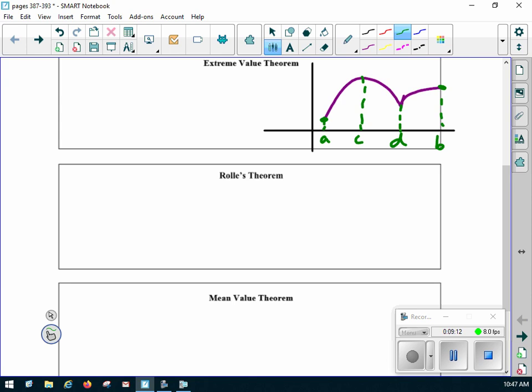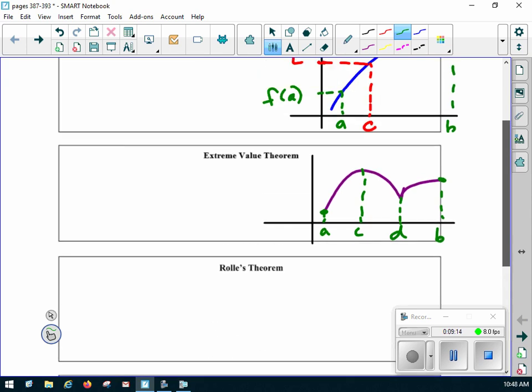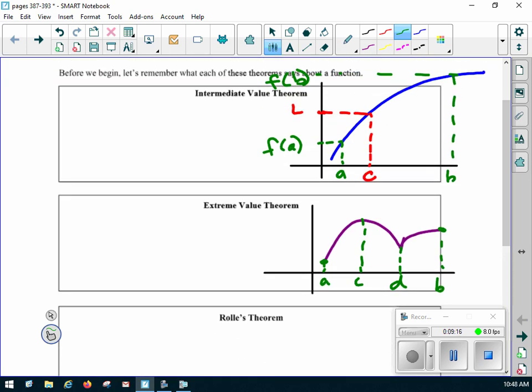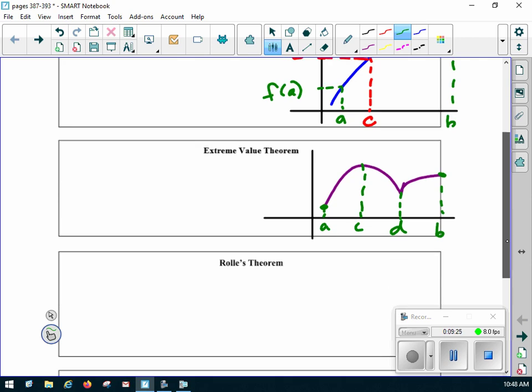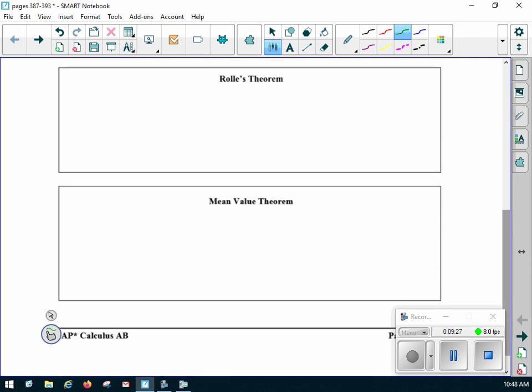Questions? So the only criterion for the intermediate value theorem is continuity. That's all that has to happen, is continuous. Now the two most recent, let's go to Rolle's. Do you remember how many criteria there are for Rolle's theorem?